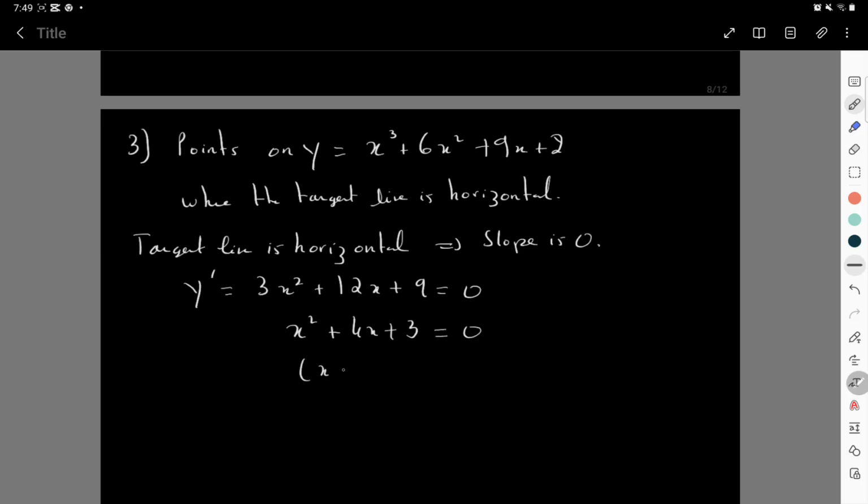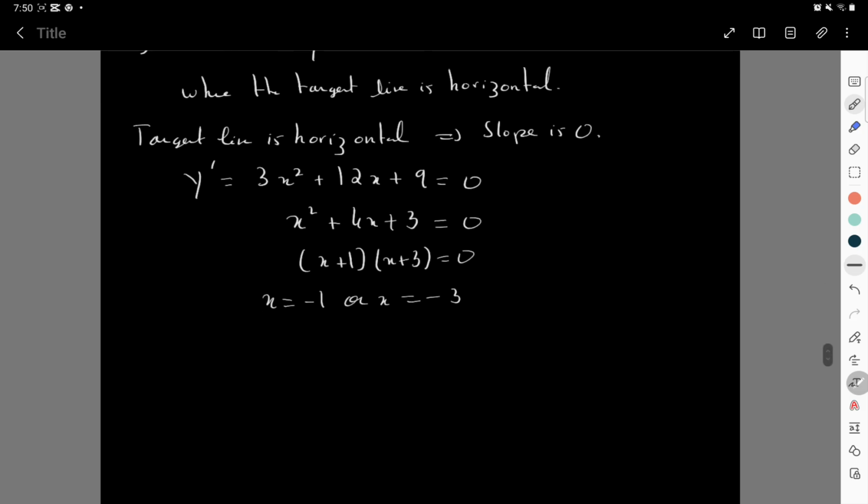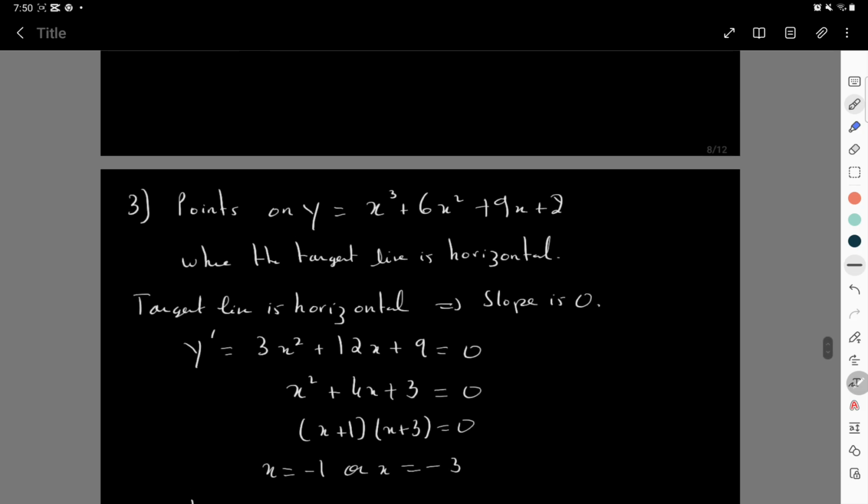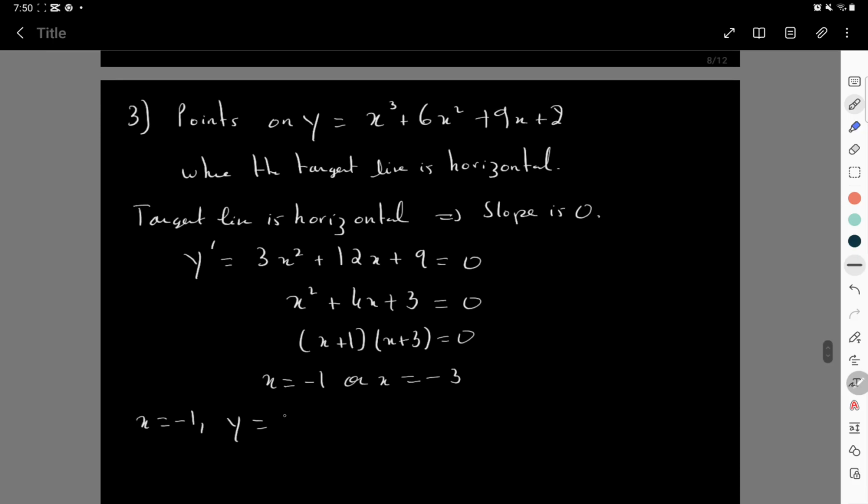Now this is way easier. This is just x plus 1 times x plus 3 is equal to 0. So x is equal to minus 1 or x is equal to negative 3. If x is equal to negative 1, what is y equal to? It's minus 1 plus 6 minus 9 plus 2. So it's minus 10 plus 8, so it's minus 2. So at the point minus 1, minus 2.